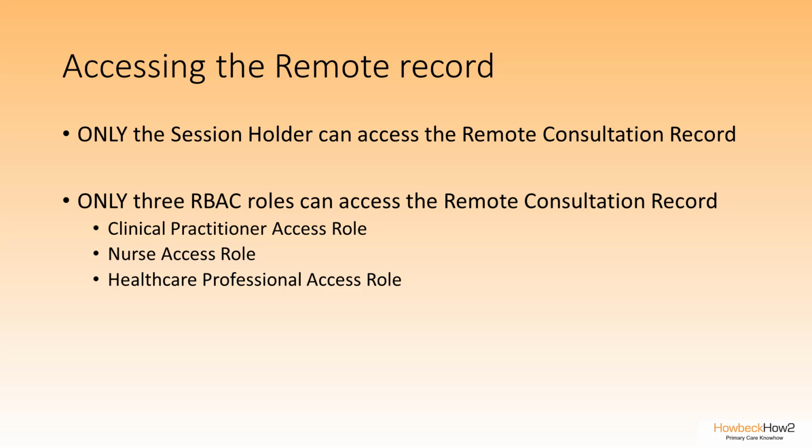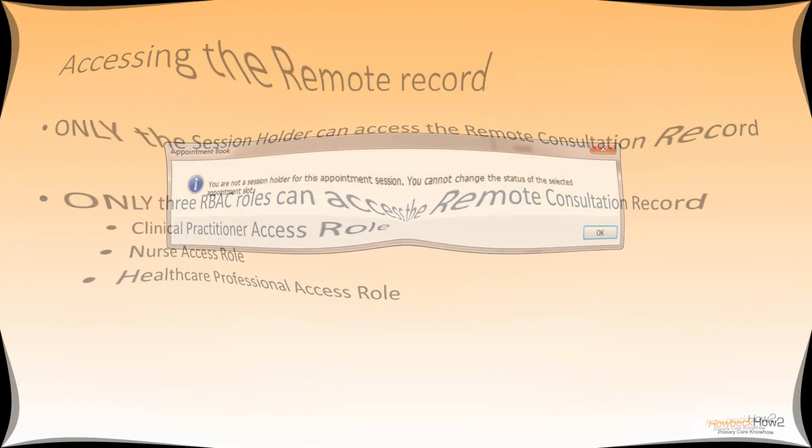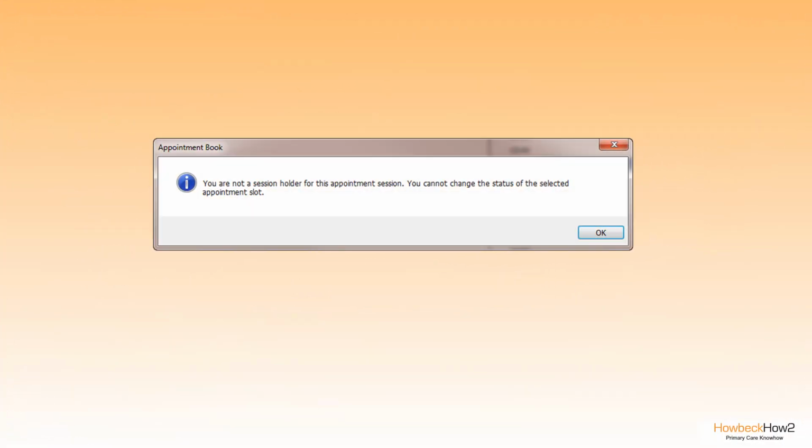So providing you're the session holder and you have one of the permitted RBAC roles, you will be able to select the patient in a remote consultation appointment slot and use Send In to trigger the remote consultation link. If anyone who is not the session holder or does not have the correct RBAC role tries to send a patient in, they will receive this message and will just be returned to the appointment session list.